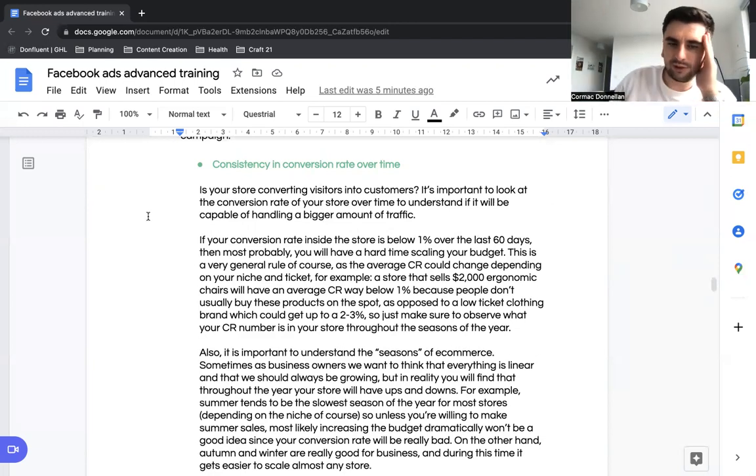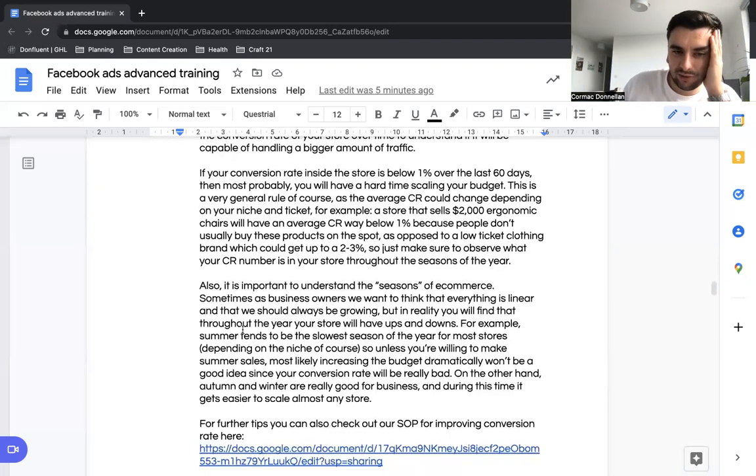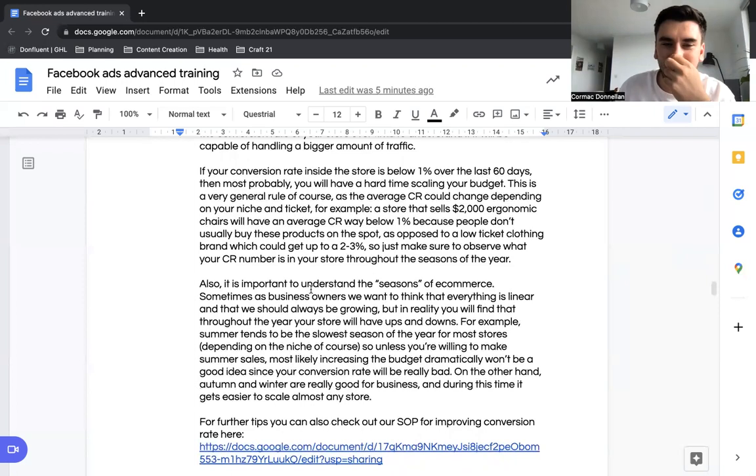So also it's important to understand the seasons of e-commerce. Sometimes as business owners, we want to think that everything is linear and that we should always be growing. But in reality, you will find that throughout the year, your store will have ups and downs.